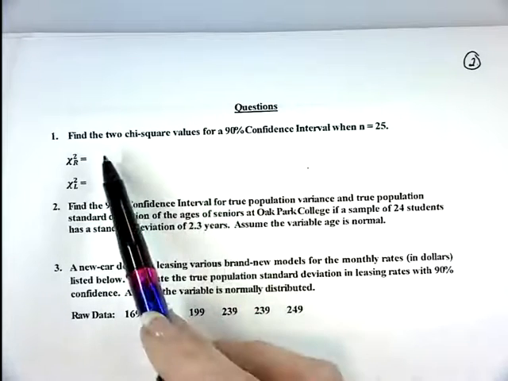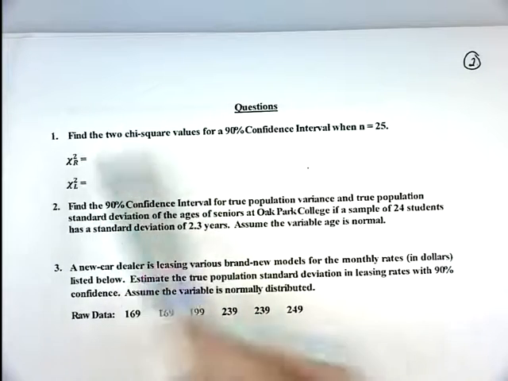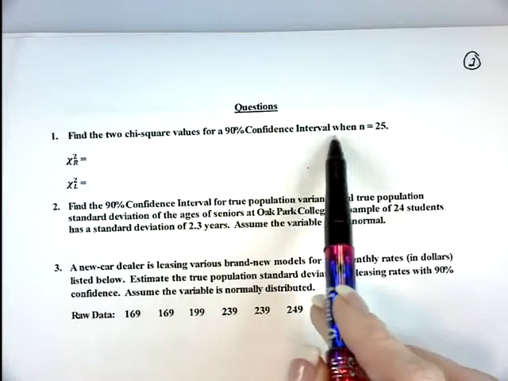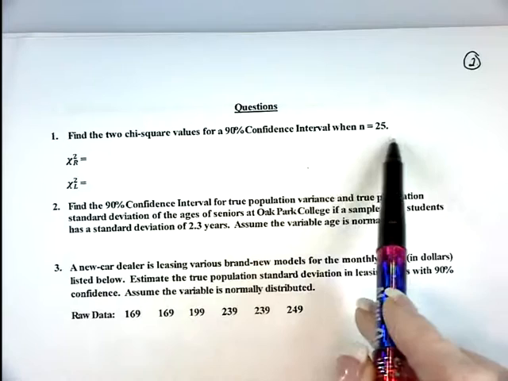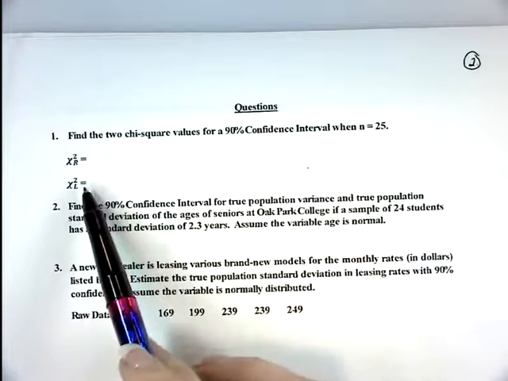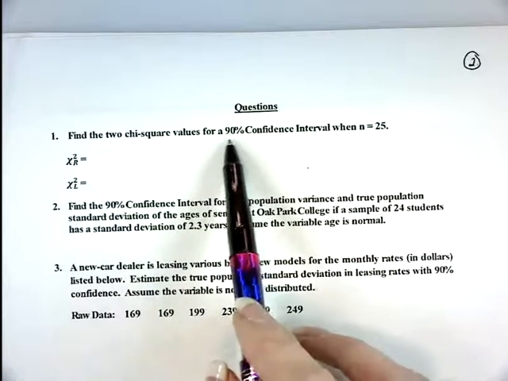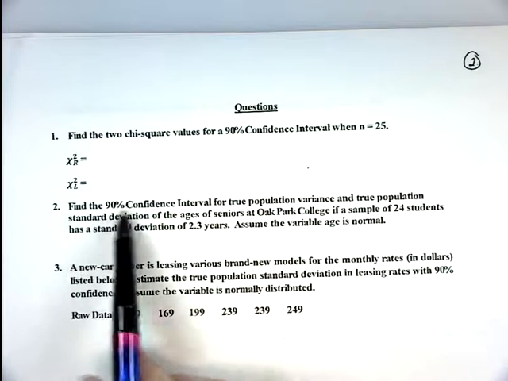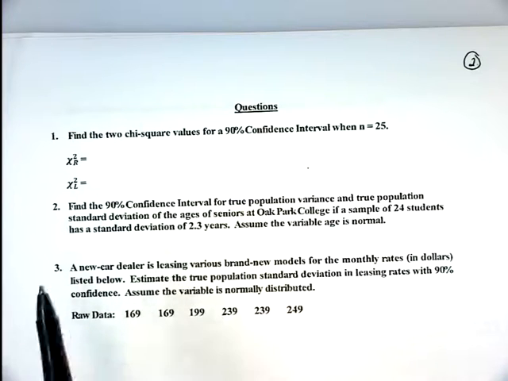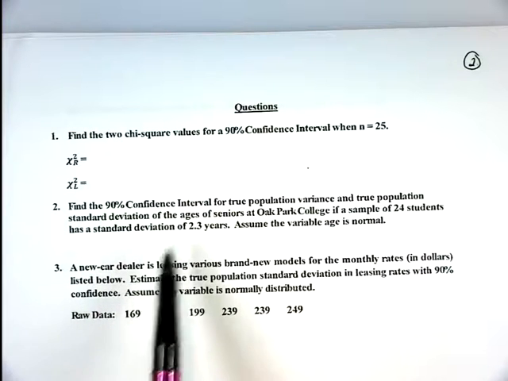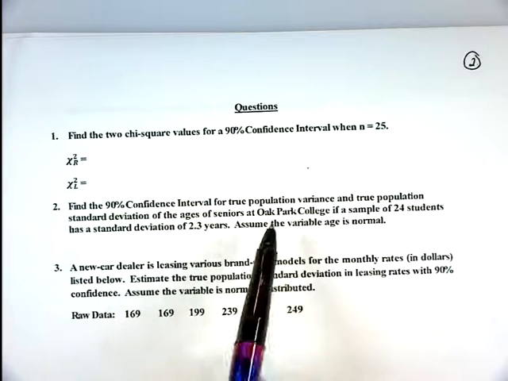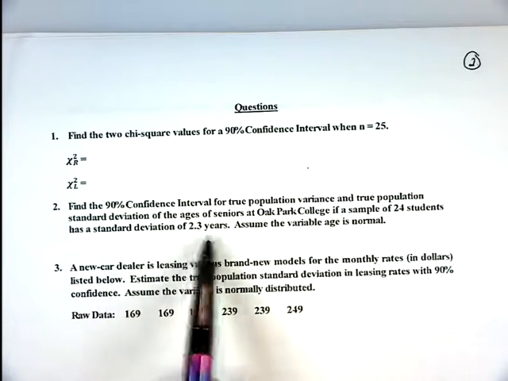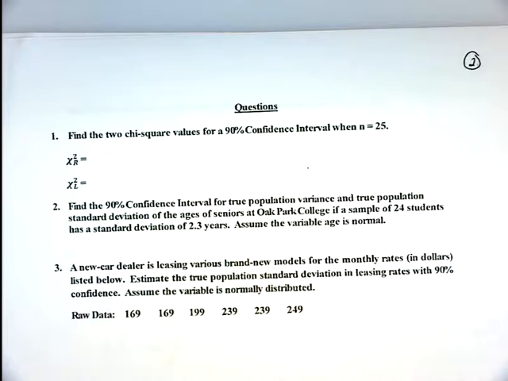It says for a chi-square distribution, find the two chi-square values for a 90% confidence interval when the sample size is 25, and I have a space for those. You only need to know your degree of confidence and your sample size. And then we have a problem that says find the 90% confidence interval for true population variance and true population standard deviation of the ages of seniors at Oak Park College if a sample of 24 students had a standard deviation of 2.3 years. Assume the variable age is normal.